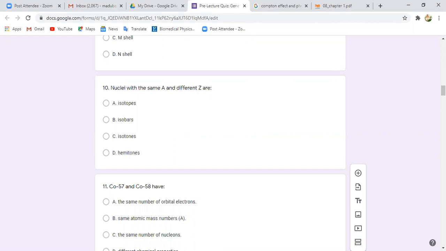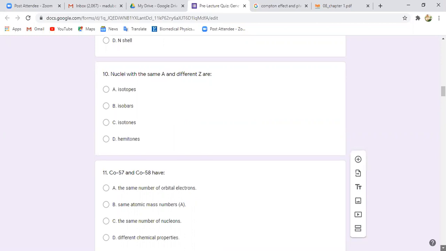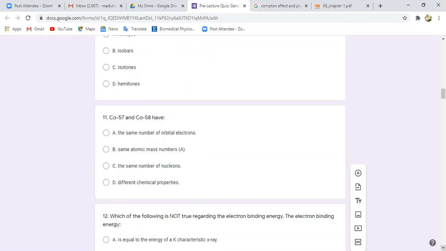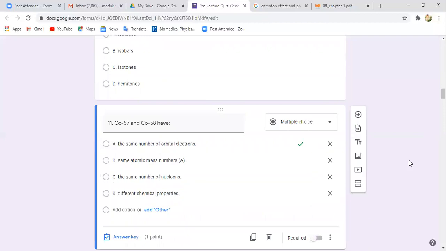Isobars. Okay. Cobalt 57 and 58 have the same number of what? Orbital electrons. Electrons. Yeah, orbital electrons. Of course. Okay. Sorry.